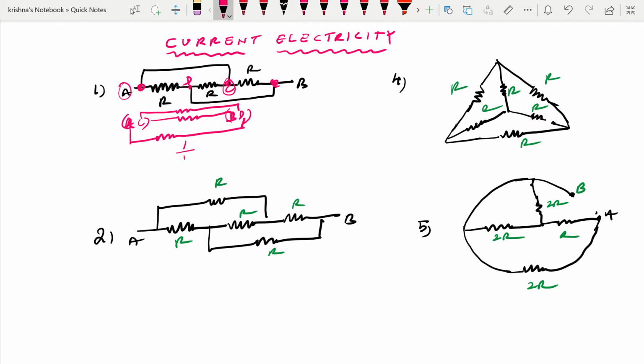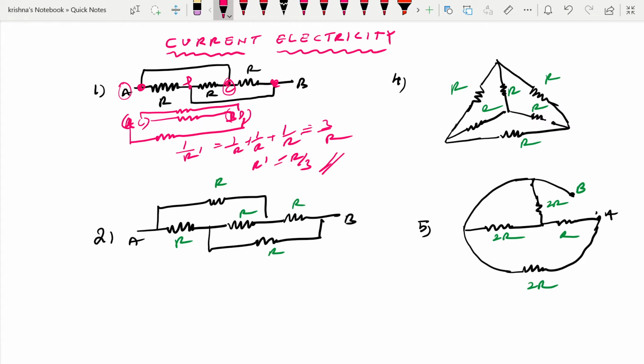So 1 by R dash is equal to 1 by R plus 1 by R plus 1 by R. The effective resistance will be 3 by R, and R dash will be R by 3. The correct answer here will be R by 3, the effective resistance of the circuit.